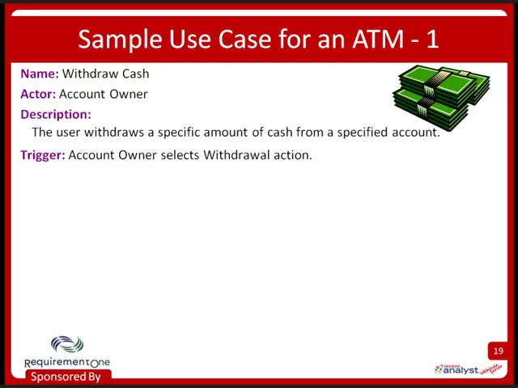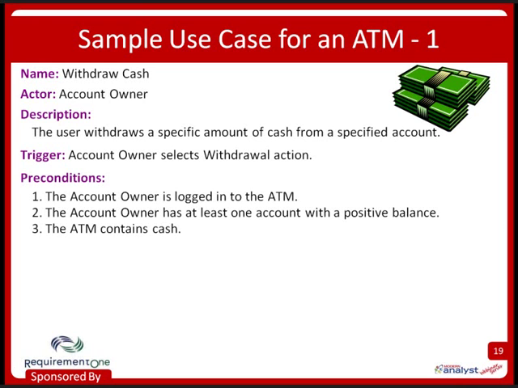We like to identify a trigger action. What tells the system, hey, somebody wants to withdraw cash? Well, we might have some kind of a menu, and the account owner selects a withdrawal action. So the system now knows, oh, this is what you want to do, but before you do, let me check these preconditions. The account owner must be logged into the ATM. The account owner has at least one account with money in it, and the ATM contains money. I got caught once in an ATM that didn't have as much money as I wanted, and we had problems with that. So these preconditions all have to be tested, and if they're not satisfied, the system will not let you proceed with your attempt to withdraw cash because it knows it can't possibly successfully complete it.